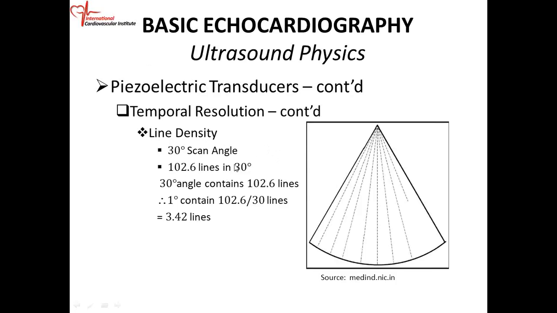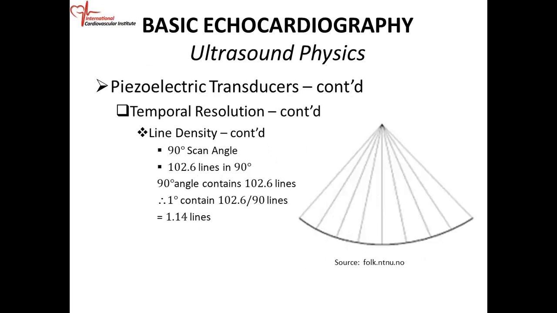Okay, so for each degree, you just divide 102.6 by 30. So for each degree, you will have 3.42 lines per degree, right? Because if the total angle is 30 degrees, each degree will contain 102.6 divided by 30. So you get this amount of lines per degree.